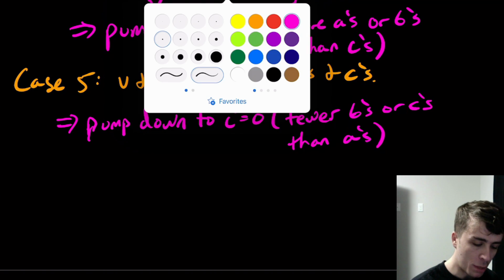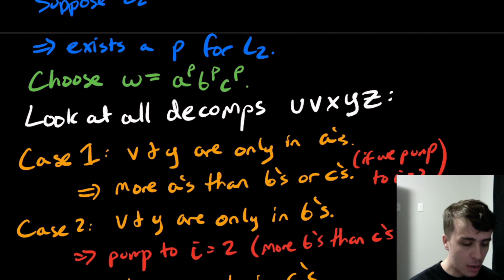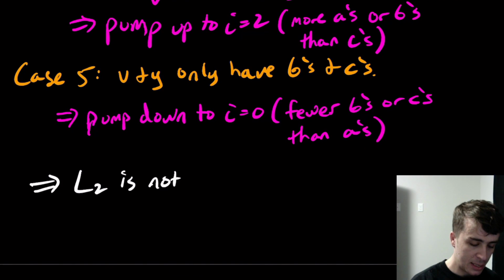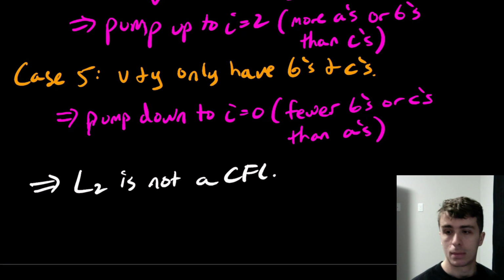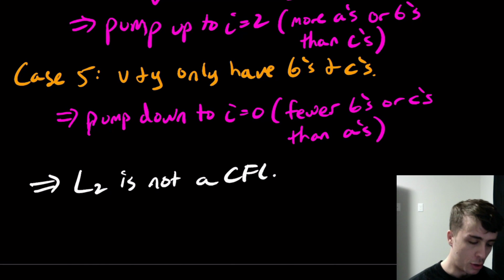And those are all the possibilities because, again, I can't have the V and the Y part hitting the A's, B's, and C's at the same time. And so that tells us that L2 is not a CFL. Okay? All right, let's do the third one.